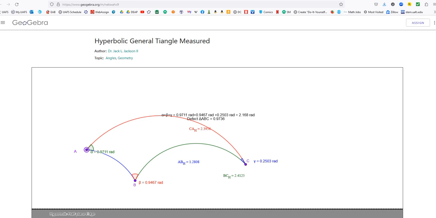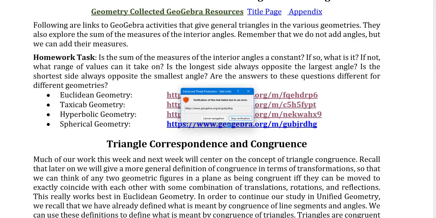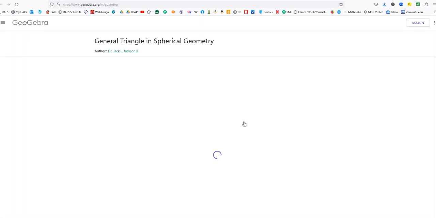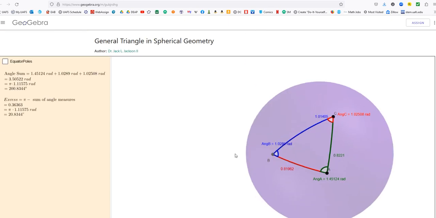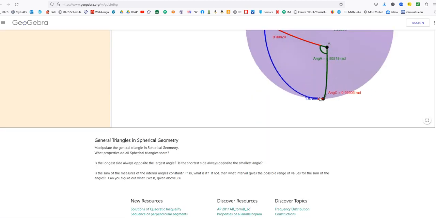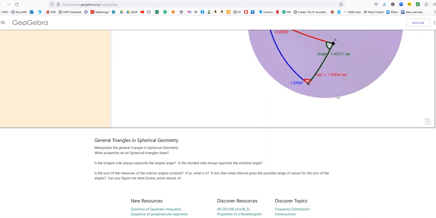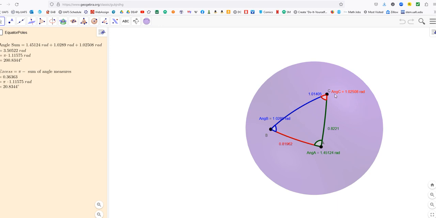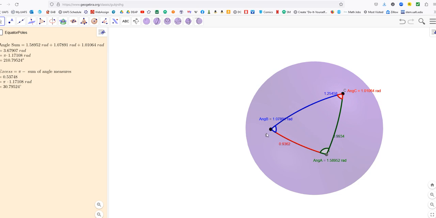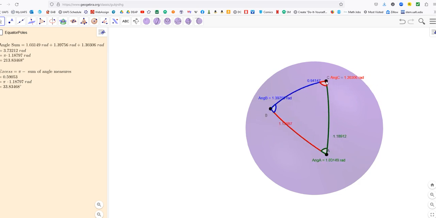And then if we look at spherical geometry, these are spherical triangles here. Let me open it in the app. That always works better. So we move these around, and you can see the angles again measured in radians. You can measure them in degrees as well. And they add up to what?